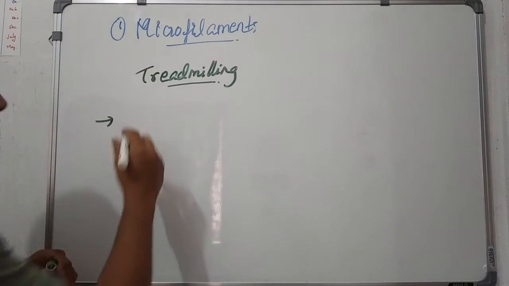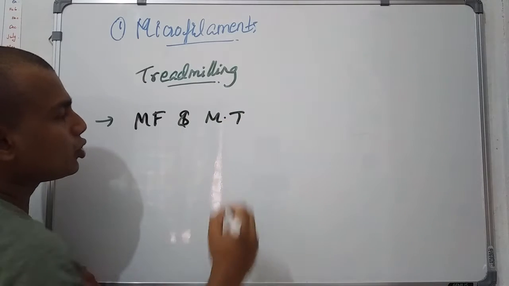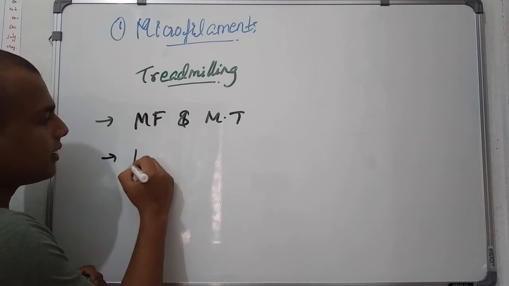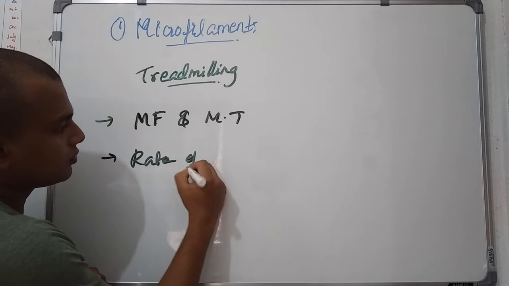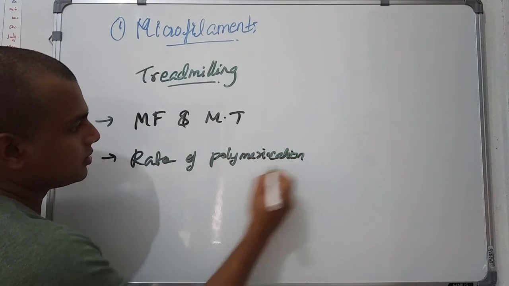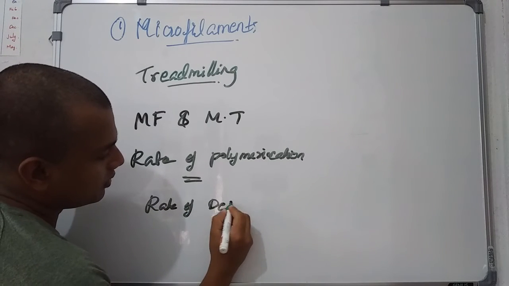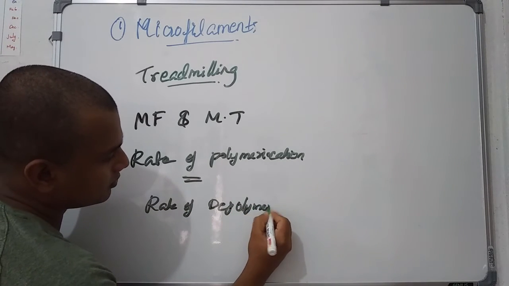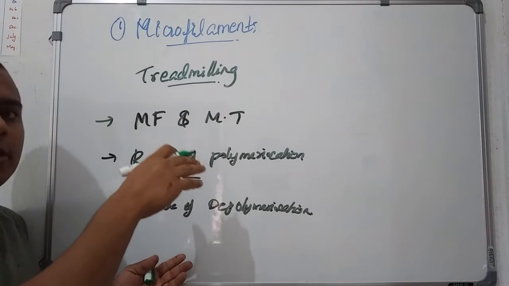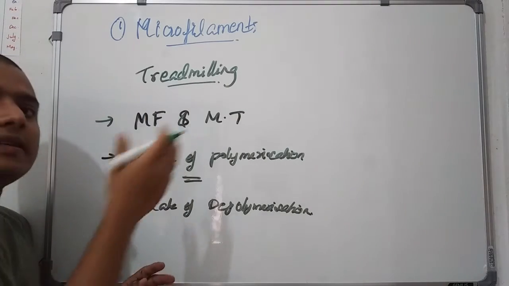Treadmilling is a state shown by microfilaments and microtubules. Treadmilling occurs when the rate of polymerization is equal to the rate of depolymerization, which means the total length of the actin filament is constant. That state is known as treadmilling.